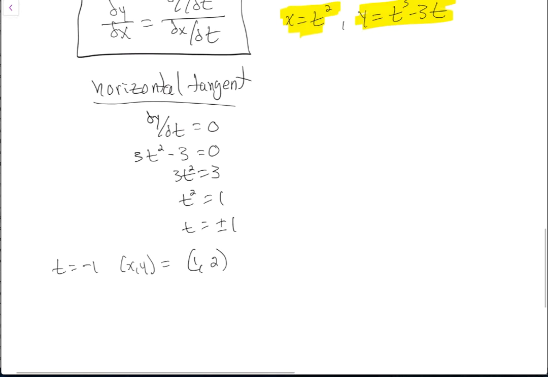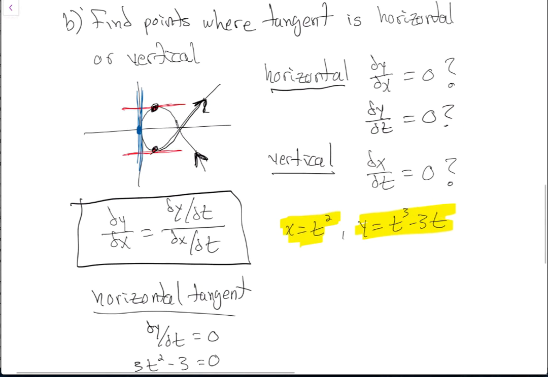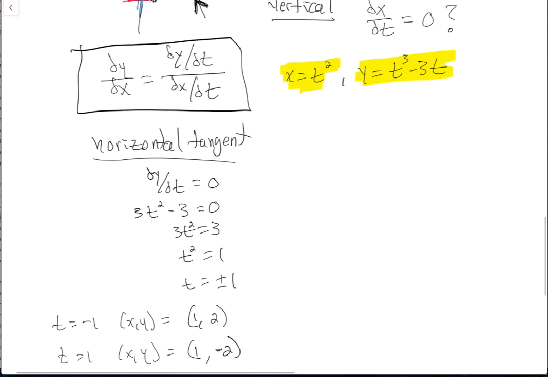And then if t is +1, my point (x, y) is going to be 1 as my x. And let's see, 1 minus 3 is going to be -2. So (1, 2) and (1, -2), which again, we can see here's the point (1, 2), here's the point (1, -2). Now the second one would be to find the vertical tangent.